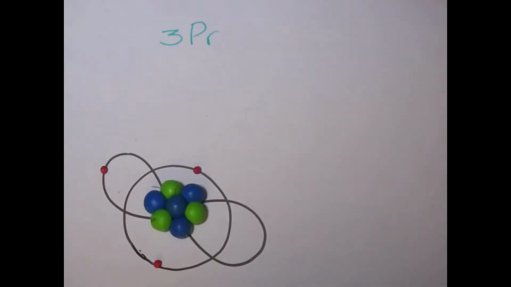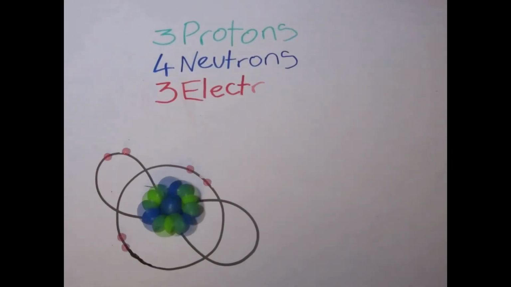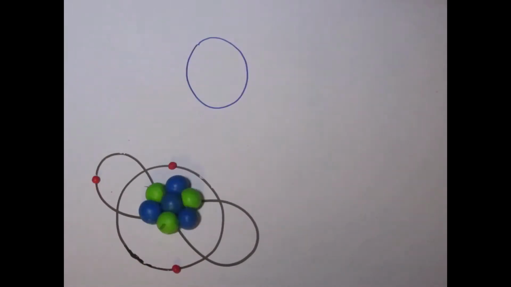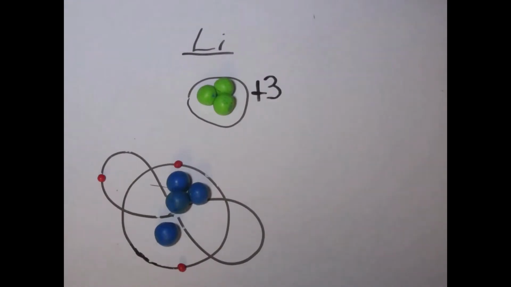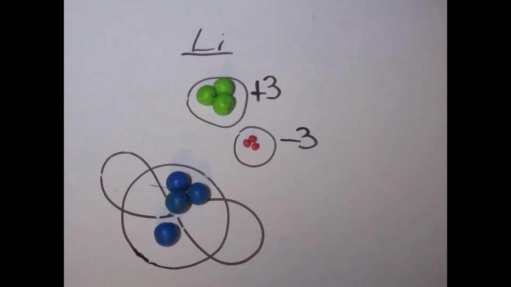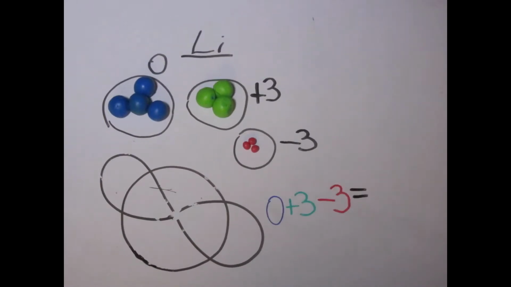So, our lithium atom has 3 protons, 4 neutrons, 3 electrons. But why? The overall charge of an atom has to be 0. All atoms are neutrally charged. If a lithium atom has 3 protons, all with a charge of plus 1, it means that they have a total of plus 3, and 3 electrons, all with a charge of minus 1, which have a total charge of minus 3, 4 neutrons, which all have a charge of 0. 0 plus 3 minus 3 equals 0. They all have to balance out.